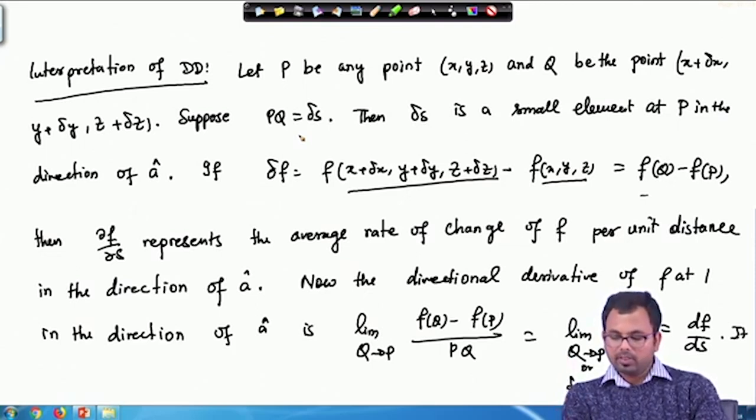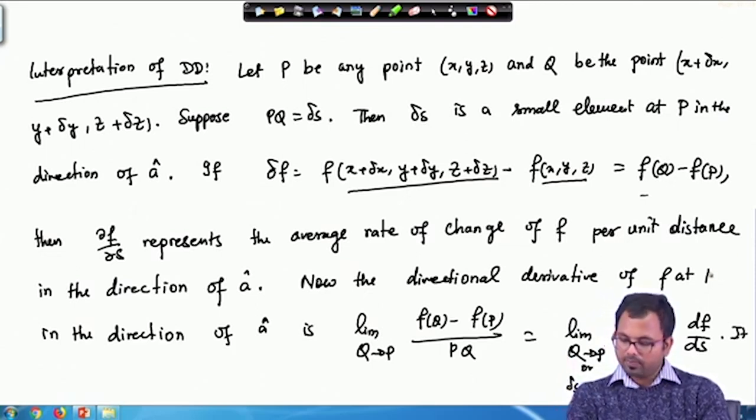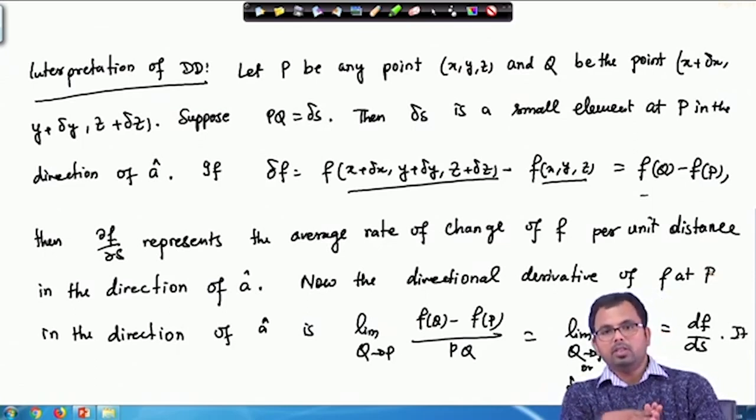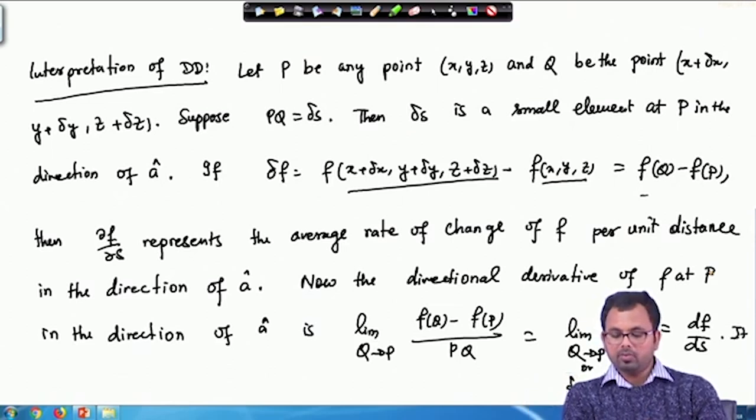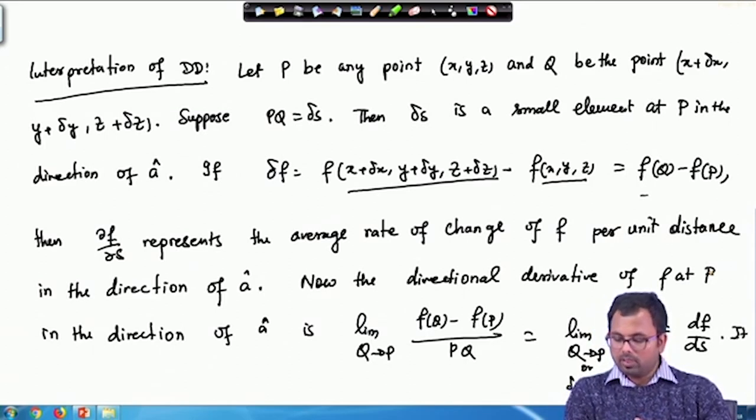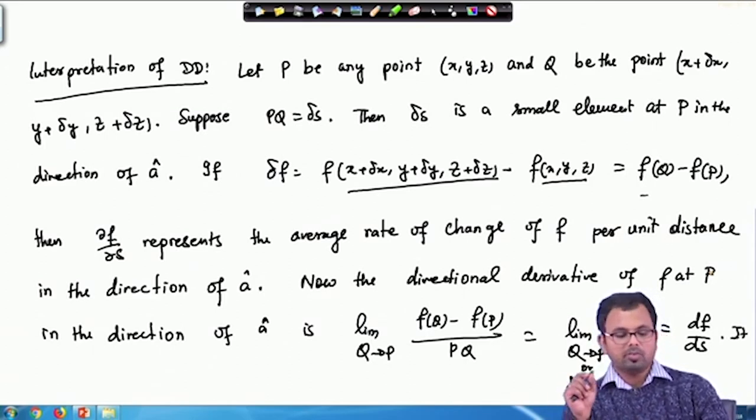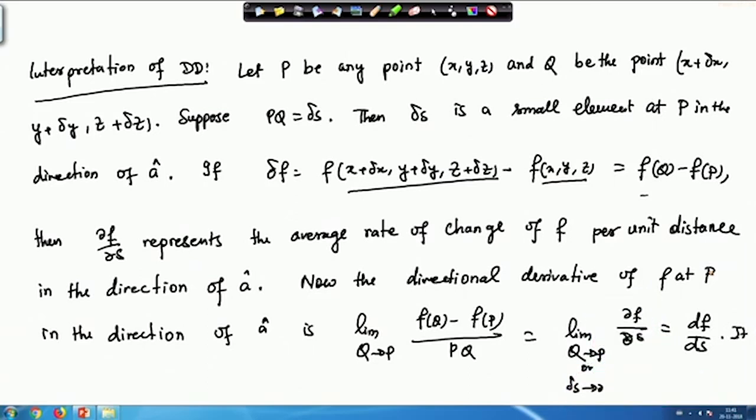And the directional derivative of the function f at this point p is basically, when q goes to p, we write f q minus f p by p q, which is basically our del f by del s. And at the point p, we have this delta s, this surface element, a small element at the point p in the direction of a cap. So, that is what we are calculating here. So, this is basically our rate of change of the function f per unit distance in the direction of a cap at the point p.